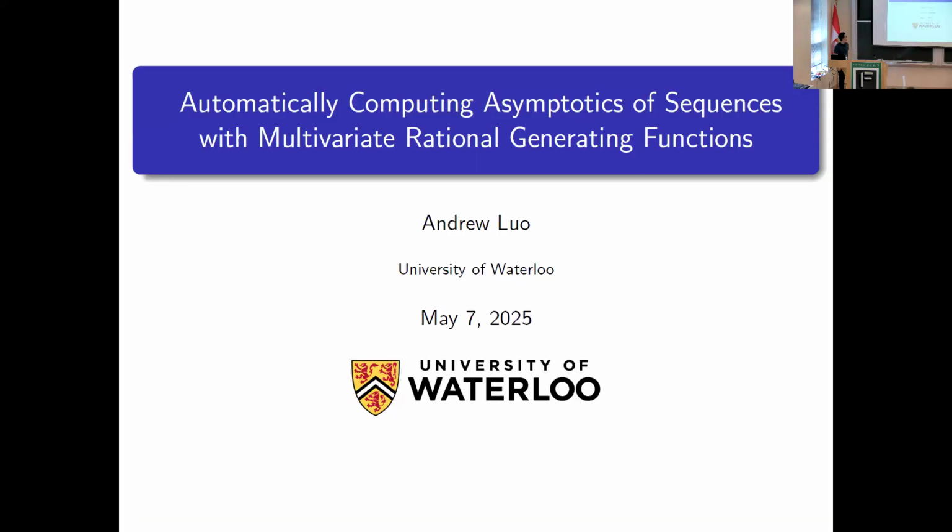So today I'll be talking about how you can automatically compute the asymptotic behavior of sequences when they have multivariate rational generating functions. I think I might have broken a record for the longest name for a talk at this conference.